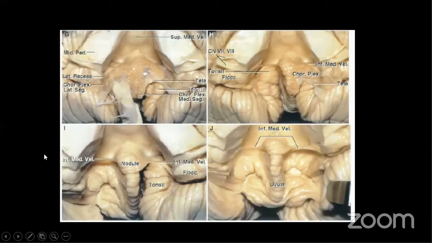So moving forward, this was approached just to understand the anatomy of the fourth ventricle. Obviously, it is not advisable to dissect out the brain stem of any patient. The actual approach to the fourth ventricle is from behind. So we are going to discuss in detail.